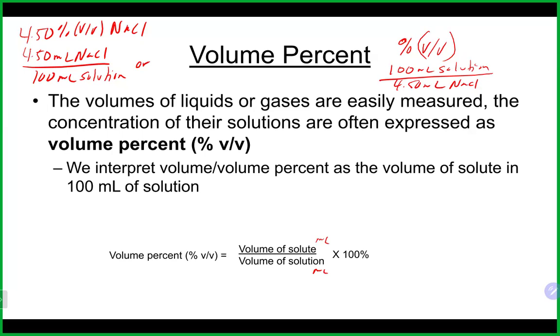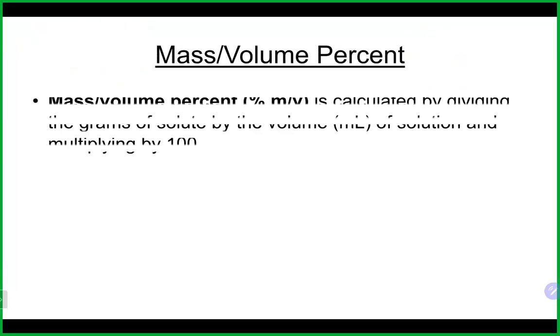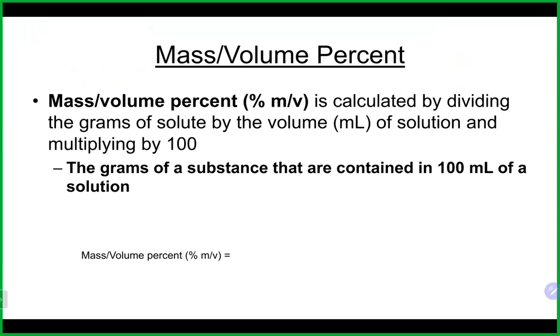So in addition to percent mass to mass and percent volume to volume, there's a third percentage type of concentration that we sometimes come across. And that is really the combination of both. That is mass to volume percent, and that is percent M to V. That is kind of like grams over milliliters, kind of like density. So it's like grams over milliliters, and that is the grams of the solute over the milliliters of the solution.